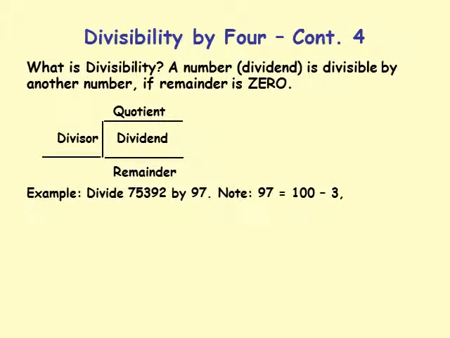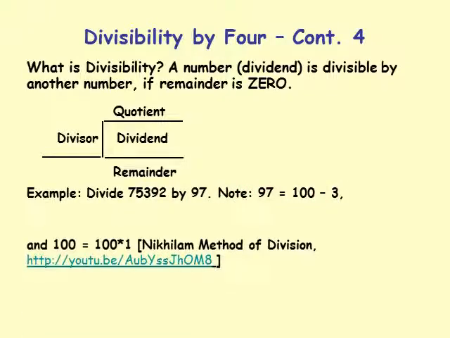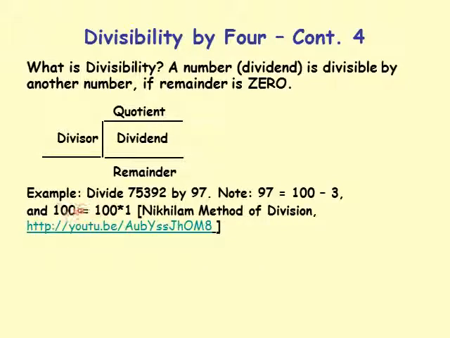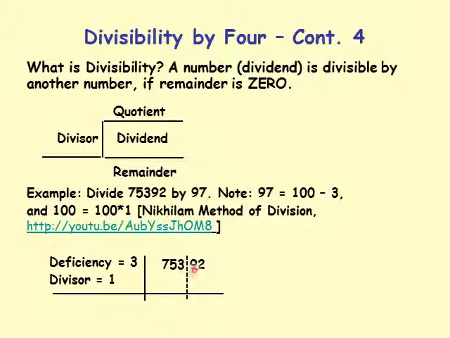Let's see where we did the division by 100 before. Here's an example: nickel method, 75392 divided by 97. Note that 97 is equal to 100 minus 3. The 100 is 100 times 1. The nickel method division is described in this video. We set up a problem like that, 75392, the efficiency is 3, and the divisor is 1.